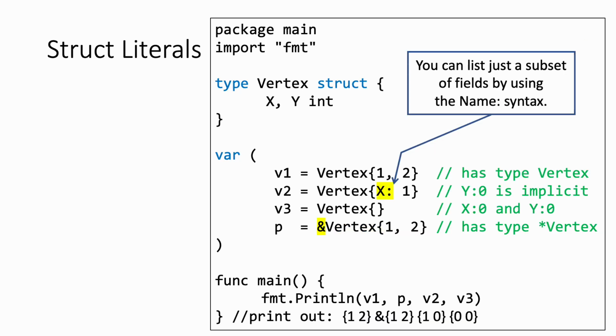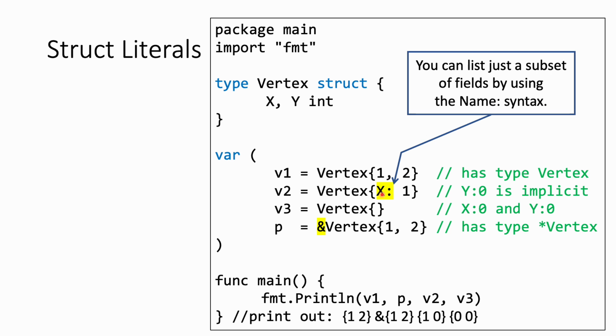When writing a struct literal, you can list just a subset of fields by using the Name: syntax, where Name is a field name. In such a case, the order of named fields is irrelevant. For example, you can write the Vertex literal in the assignment for the variable v2 by writing Vertex with X: 1 in the list between the braces.